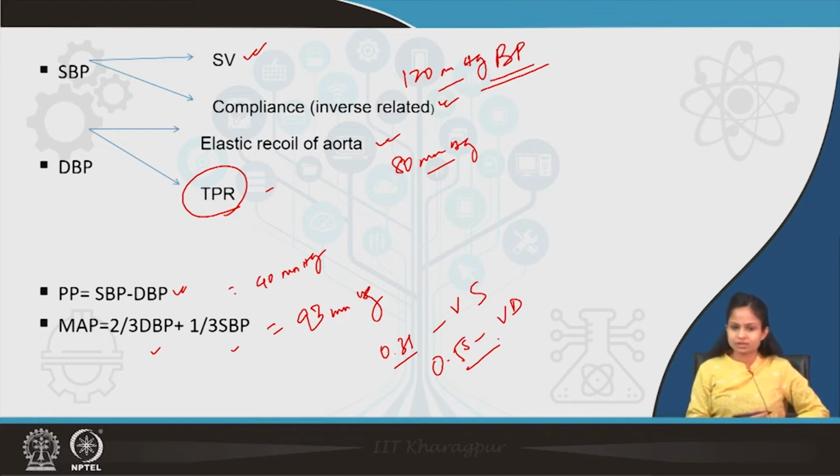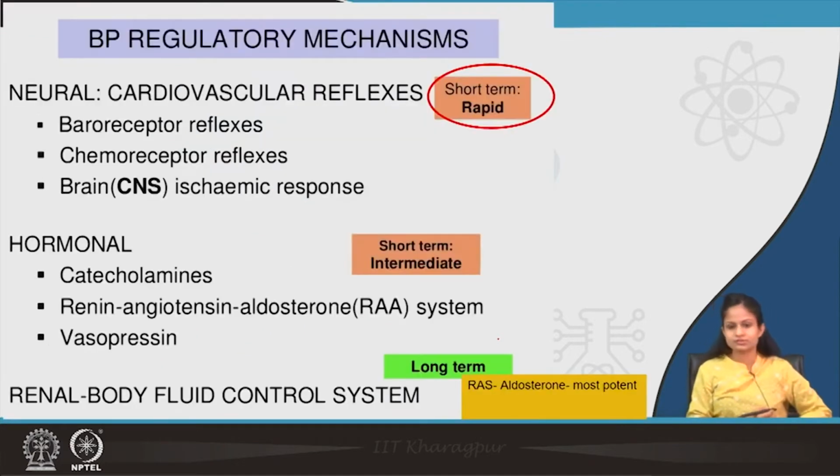So, with this basics of blood pressure, there are various factors which cause changes in the blood pressures: sitting positions, standing positions, running positions, sympathetic activities and all. Those I am not going through, you can go through your book. The concept which is very important is the regulation of the blood pressure. Now, how is blood pressure regulated?